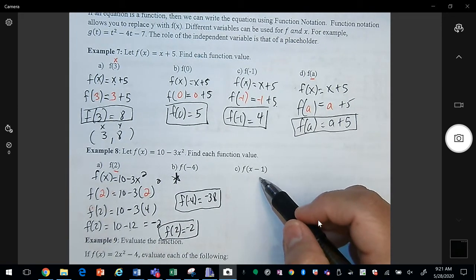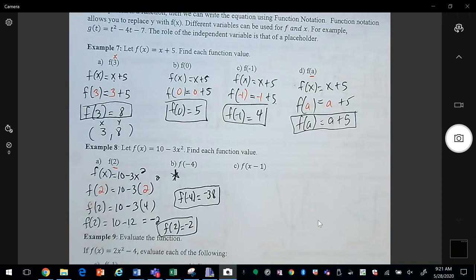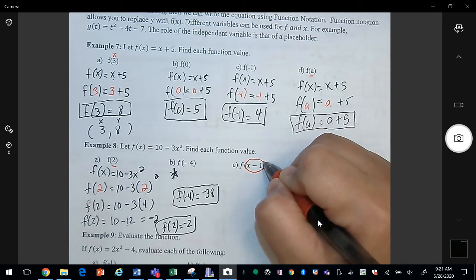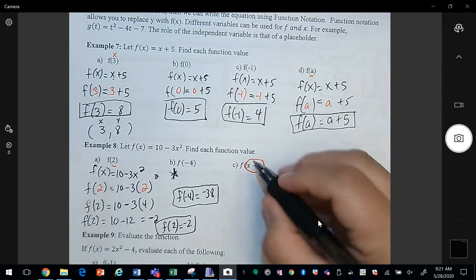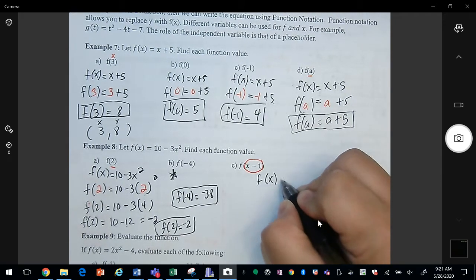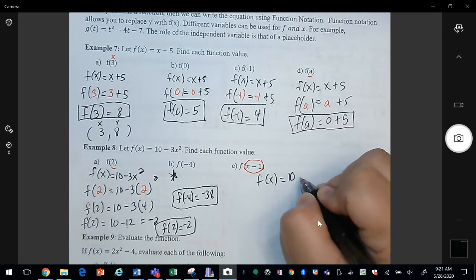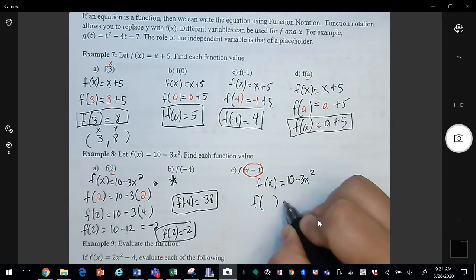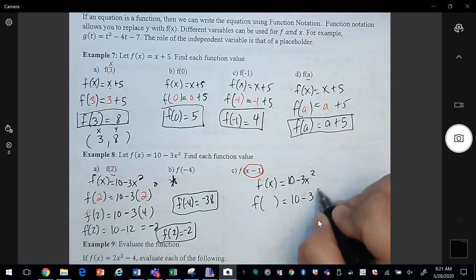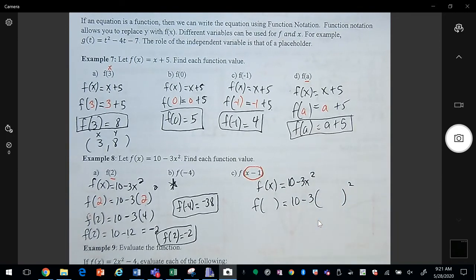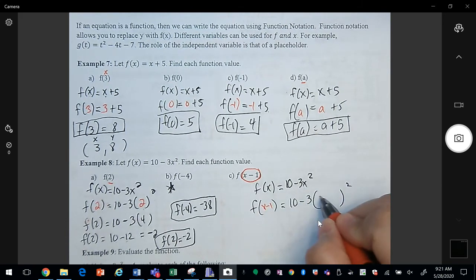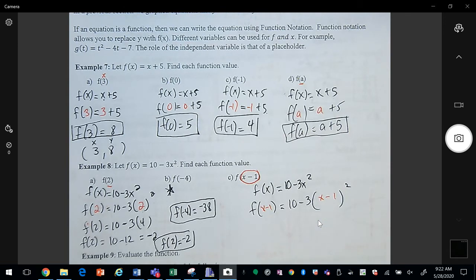Please reach out to me if you don't get this answer so that I can work it out for you. The next one, letter C. So now x is going to be replaced by whatever's in the parentheses, which is this whole thing. So my equation is f of x equals 10 minus 3x squared. So anywhere that I see an x, I'm going to replace it with x minus 1. So here's an x. And then we want to simplify.